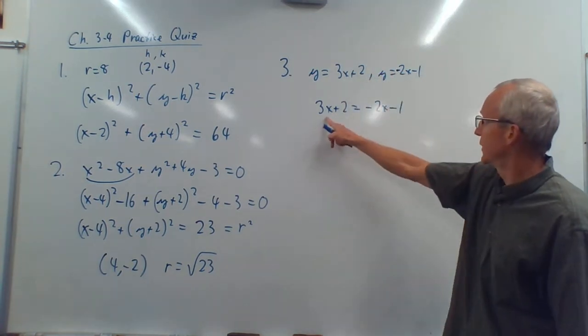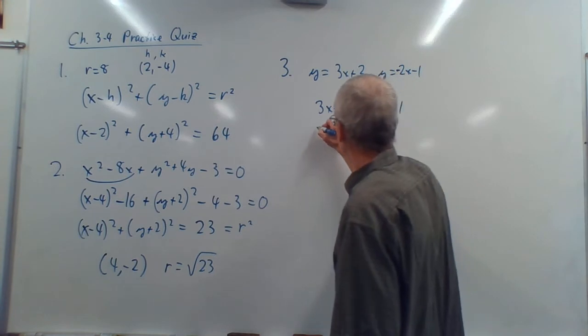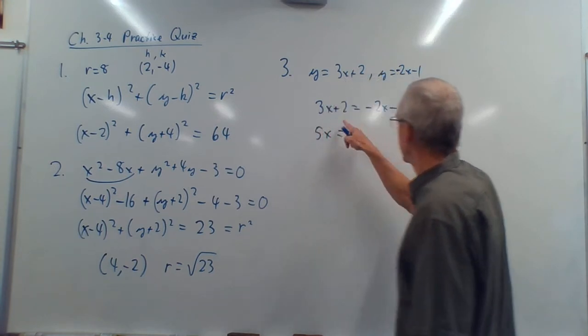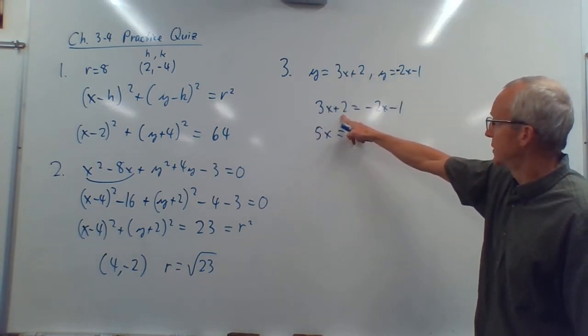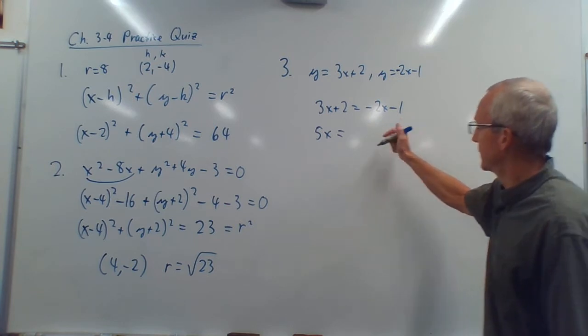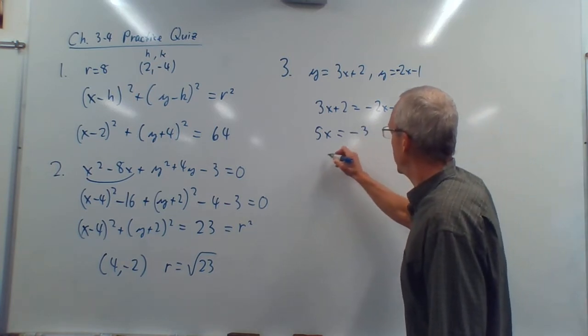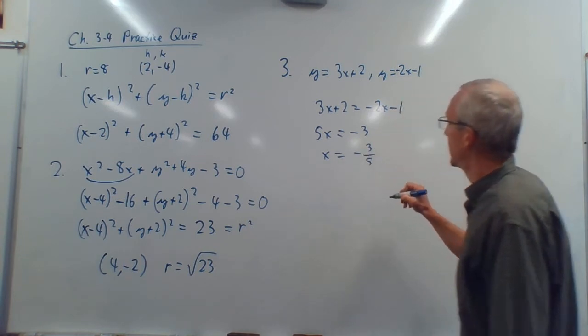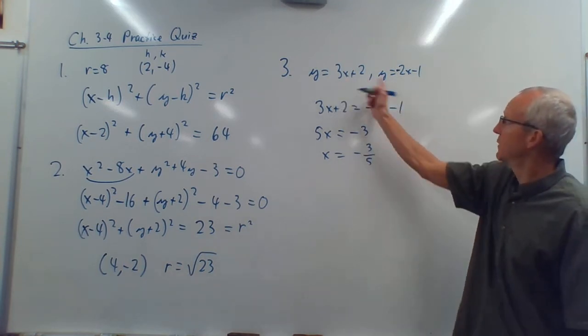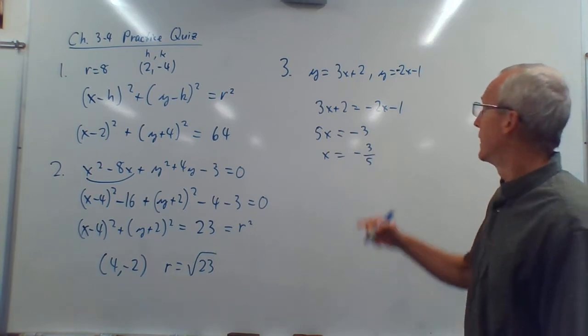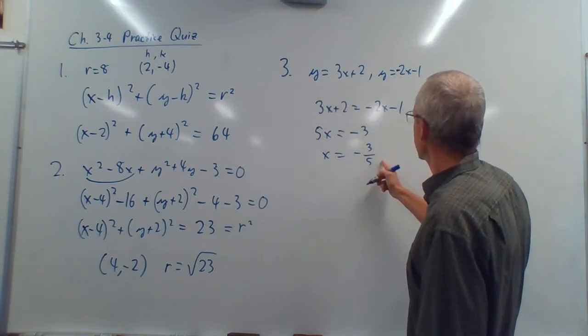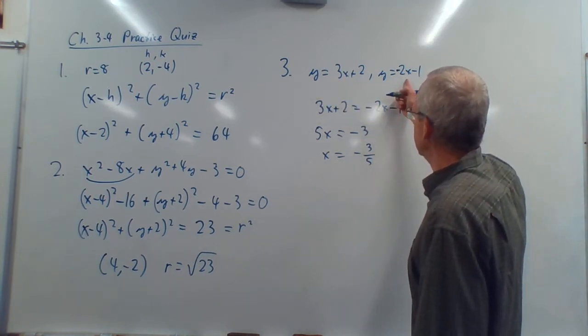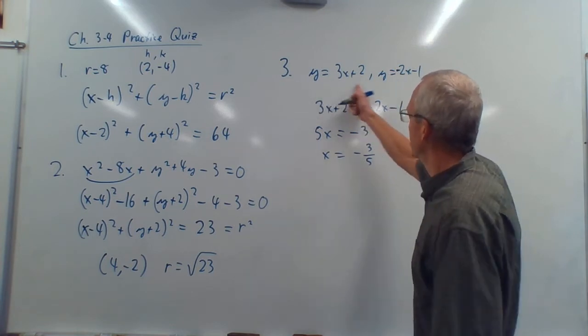Let's put the x's over here. Negative 2x becomes positive 2x, so it's 5x equals, positive 2 becomes negative 2. We already have negative 1, so that's negative 3. So x is equal to negative 3/5. For y, we could use either one of these formulas now to find y. I like positive numbers, so this is negative. Yeah, whatever. I'll use the first one.